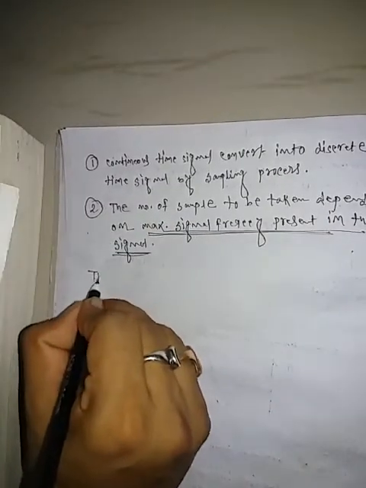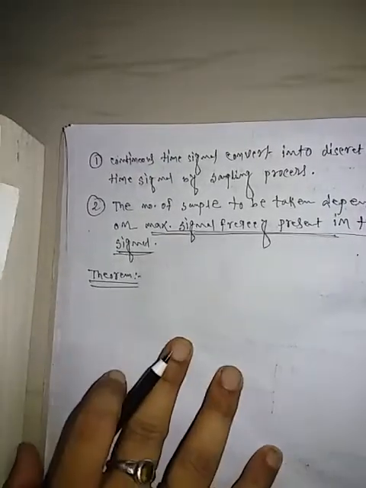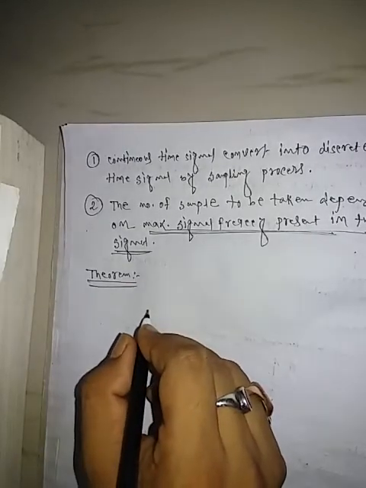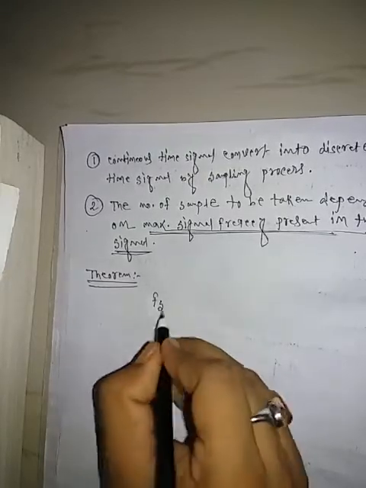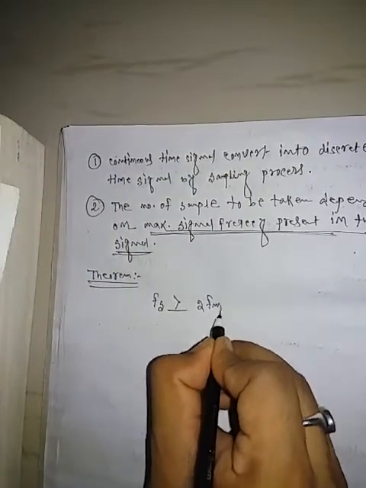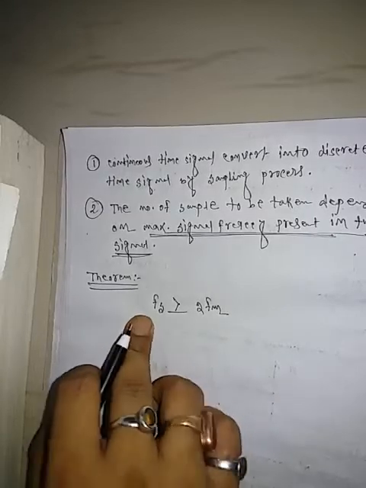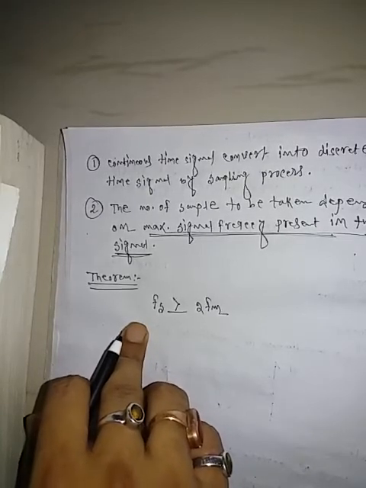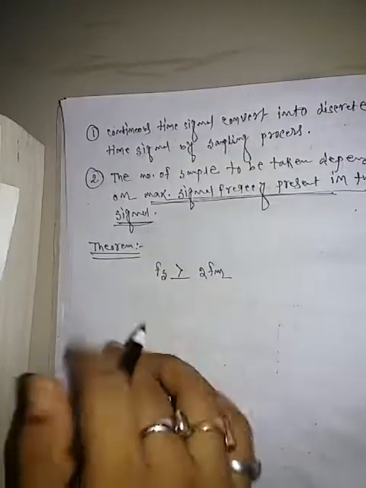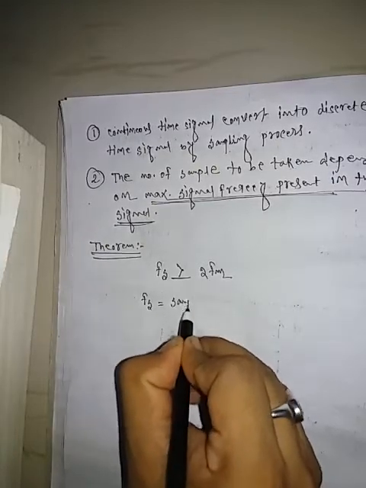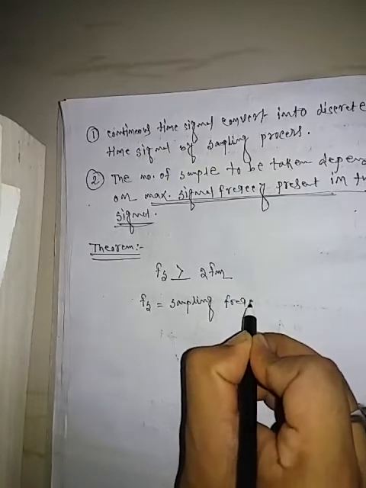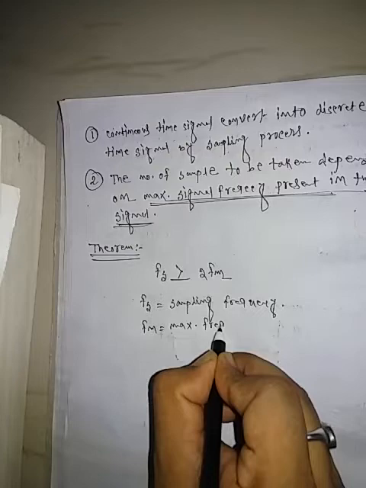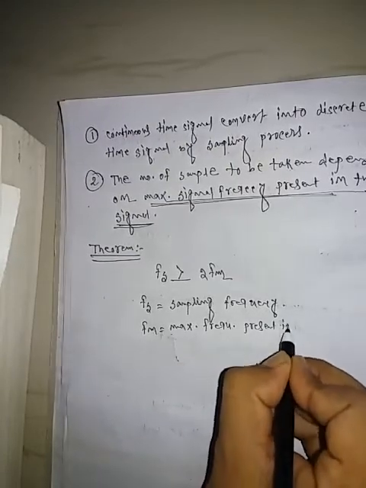So what is the sampling theorem? A continuous time signal may be completely represented in its samples and recovered back if the sampling frequency Fs is greater than or equal to 2 Fm, where Fs is the sampling frequency and Fm is the maximum frequency present in the signal. This is called the sampling theorem.